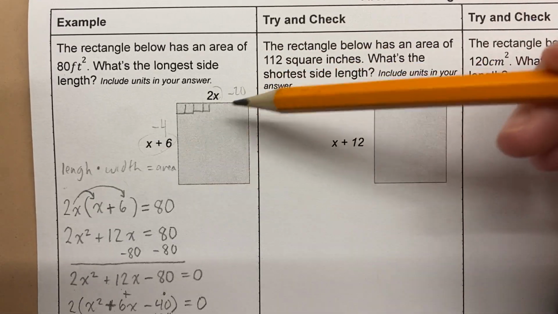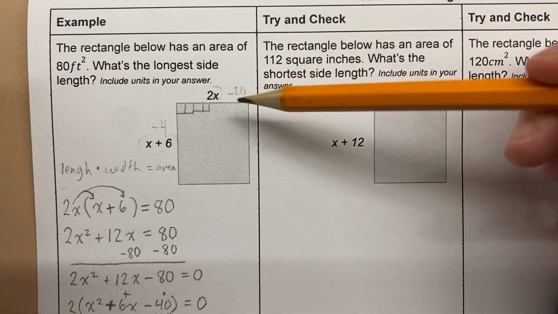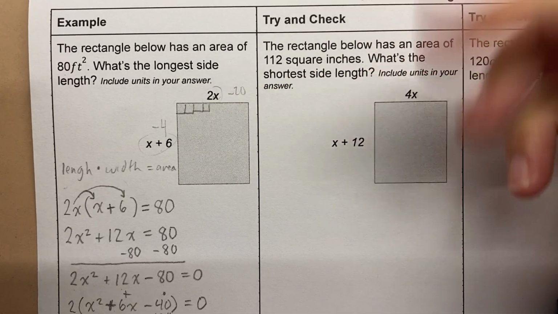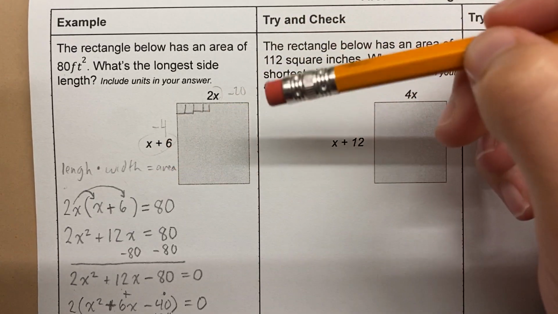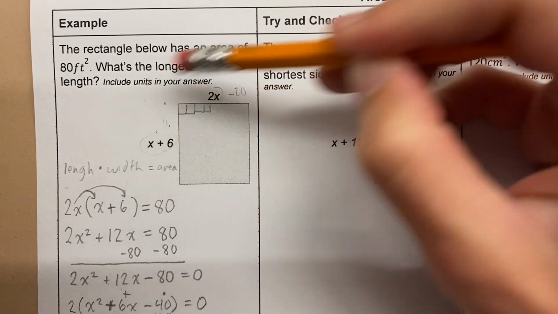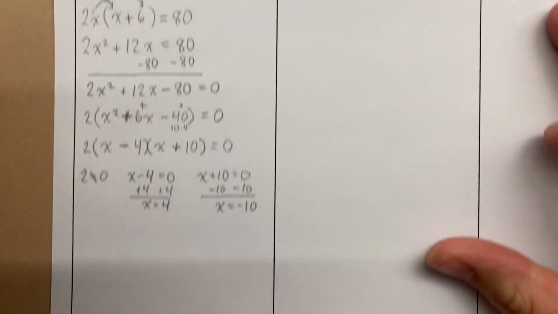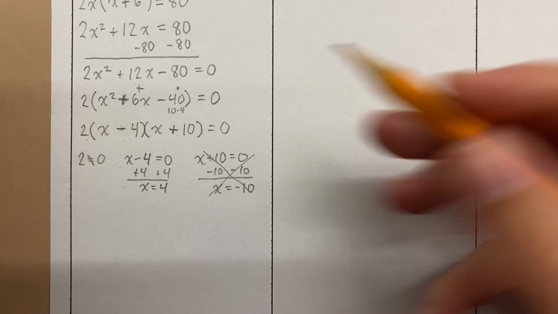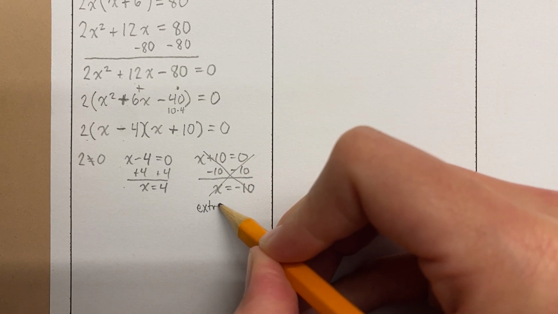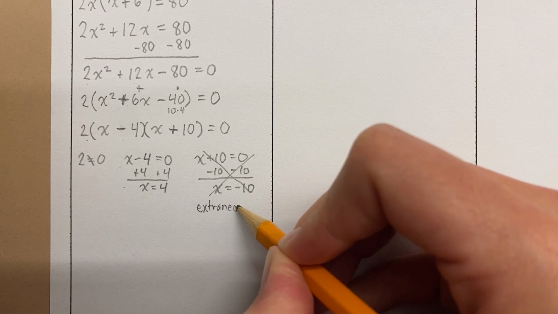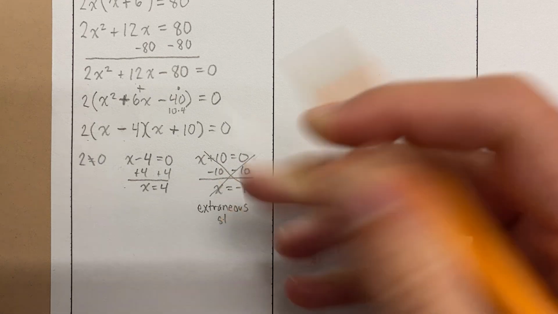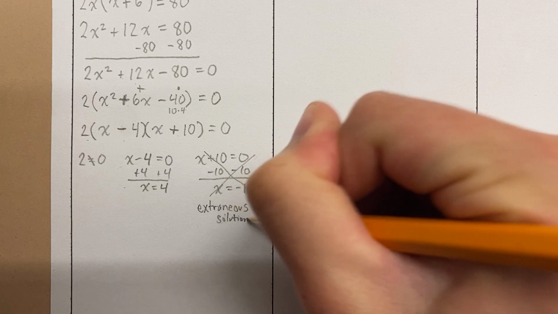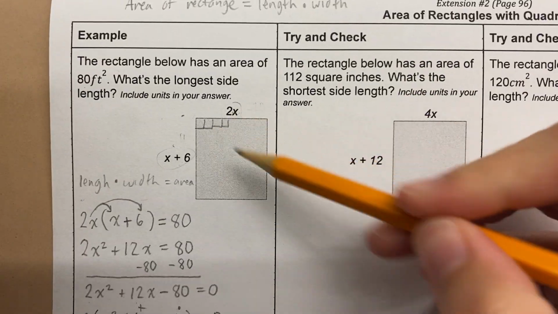Now, mathematically, look, that works. Negative 20 times negative 4 is 80. But can I have a side length that's negative 4 or negative 20? No, that's impossible. We can't have a length that's negative 4. What would that even look like? So what we do is we say, actually, this solution just doesn't work for our situation. It's called an extraneous solution. I am not confident that is spelled correctly, but it's basically just like an extra. Yes, technically, mathematically, it works, but for our geometry situation, it doesn't work.